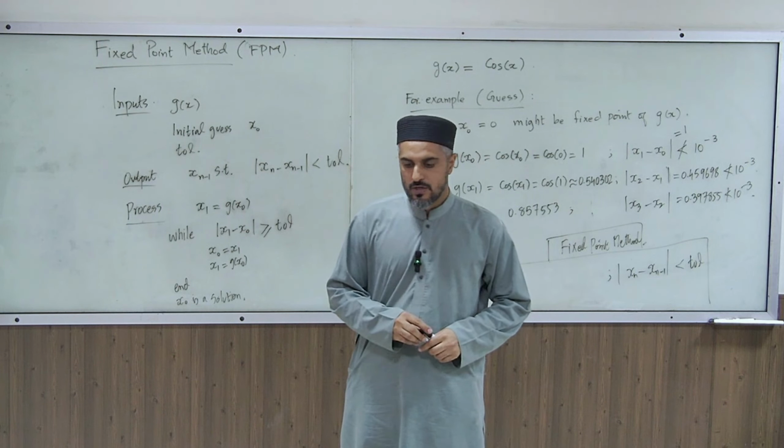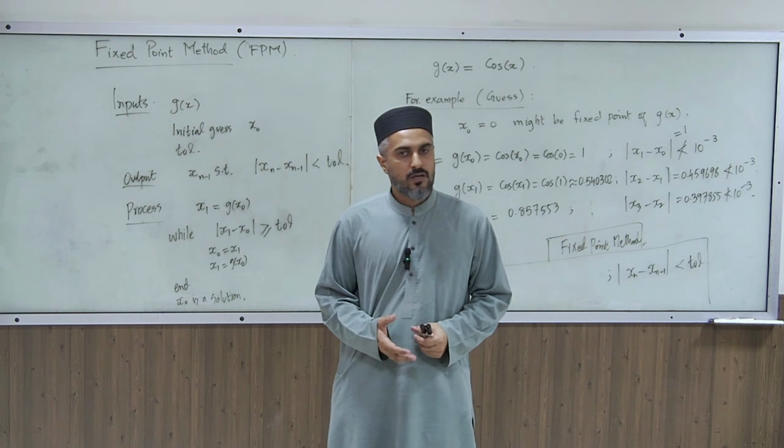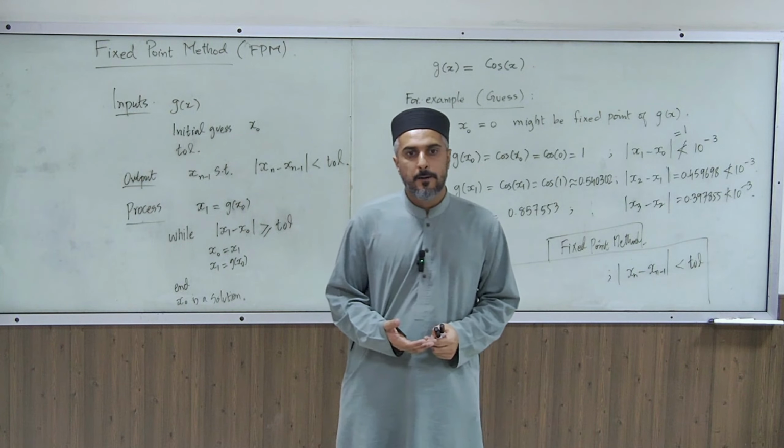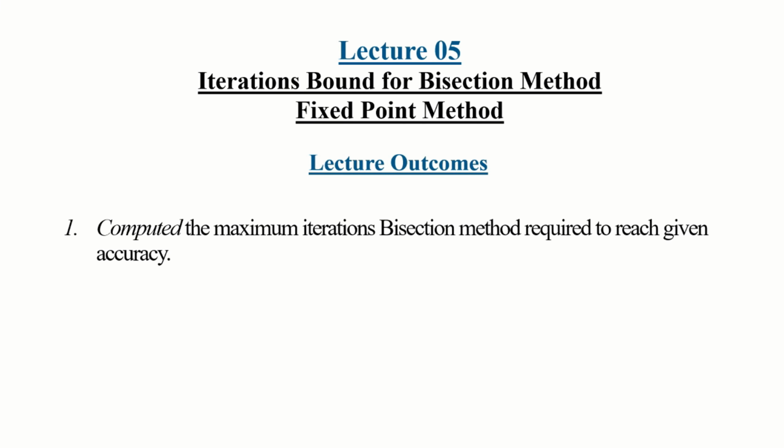Now let me wrap up what we have done in this lecture. We started with the bisection method, finding the maximum number of iterations of the bisection method. What we got from there is that we can apply a for loop, because before starting a problem we have an estimate of how much computation we need to do to get to this accuracy. That is the information that we can have.